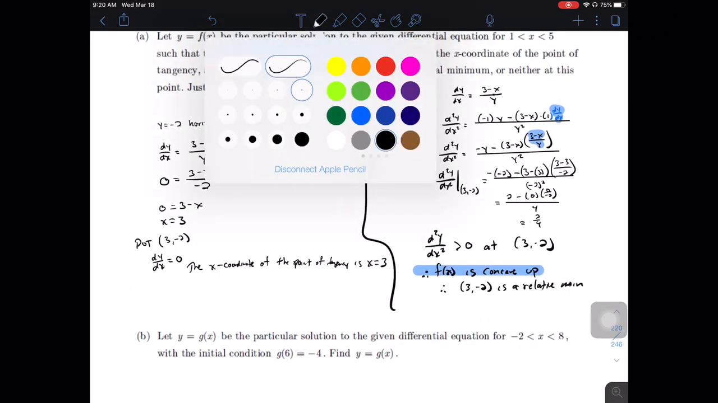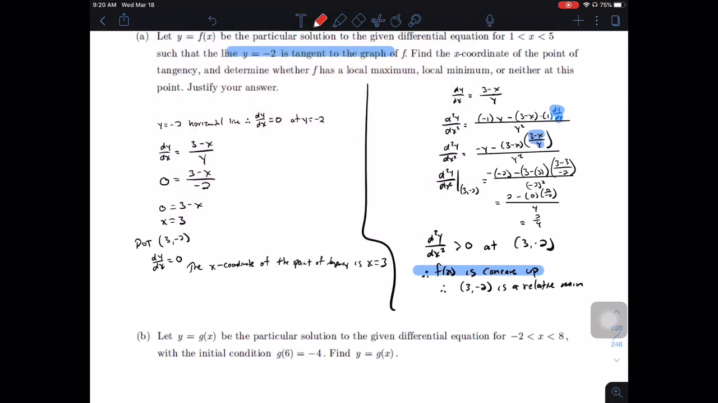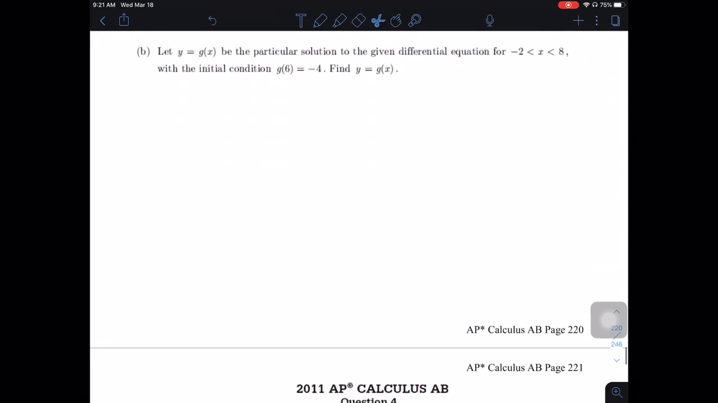As far as points go, this particular question will be worth 3 points. It's a pretty tough 3 points. You get 1 point if you figure out that x is 3. You get a point for coming to the conclusion it's a relative minimum, and then you get a point for justifying how you know it's a relative minimum. Cool? Cool.